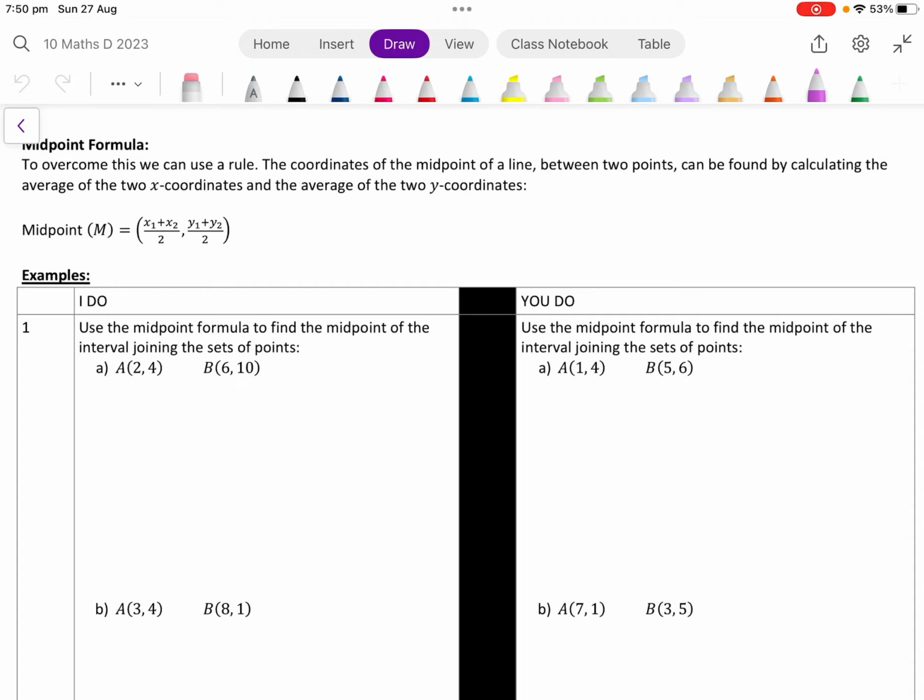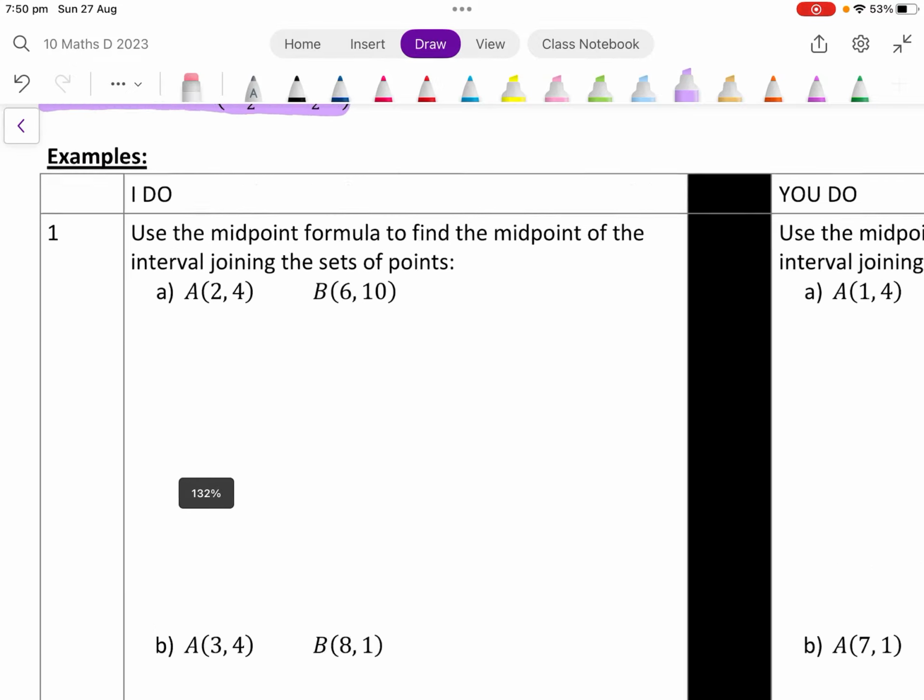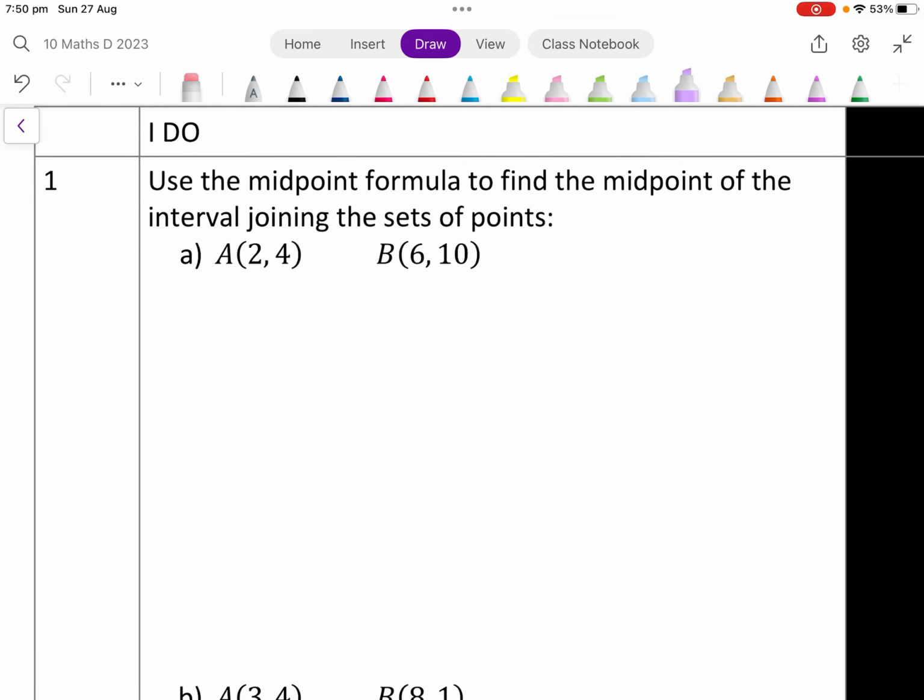So for this, our midpoint formula is m equals x1 plus x2 all over 2, and then comma, y1 plus y2 all over 2. And we have this in our brackets because we are finding the coordinate of the midpoint. So for this one, I'm going to do the first one and then pause and you can have a go, just because it is a little bit more difficult.